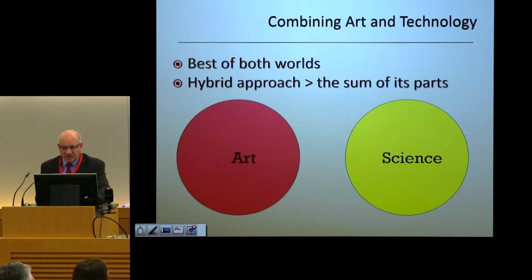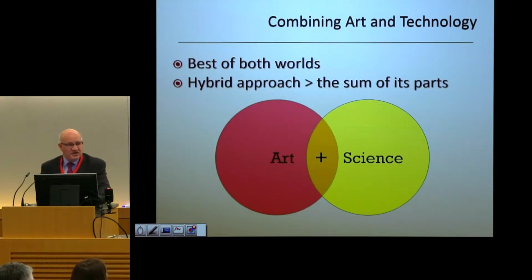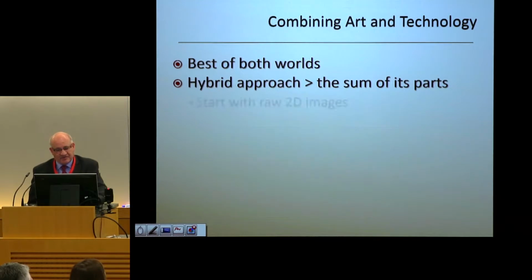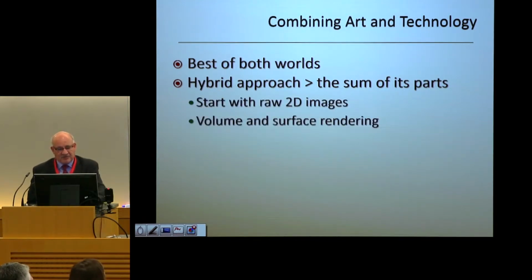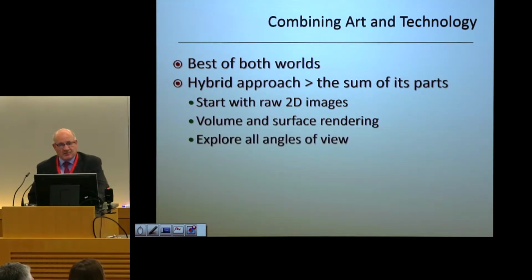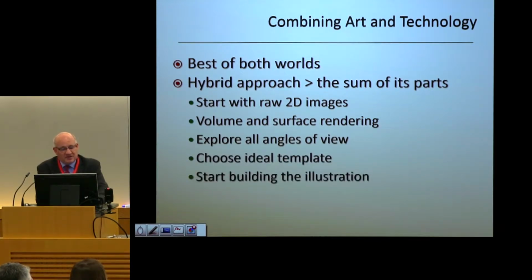So what we're trying to do here is marry art and science, which is kind of the topic or the theme of this conference anyway, and try to get the best of both worlds and essentially have an approach that's bigger than the sum of its parts. So we start with the 2D imaging that you saw. We get the volume and surface rendering that Scott Collins does so well, and we use that model to explore all possible points of view so that we can choose the ideal view to illustrate, and then we start building the illustration. And of course, it depends on who the illustration is meant for, and I'll show you examples of that as well.